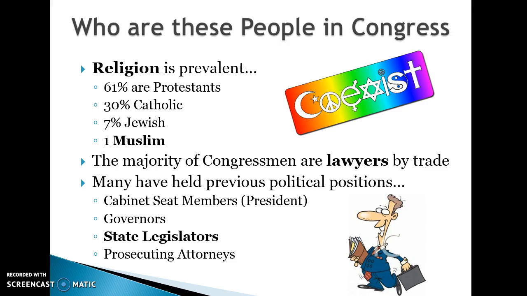The majority have to be very familiar with laws, and so they are lawyers by trade. A lot of people in Congress have also held other political positions, such as governors and mayors, stuff like that.